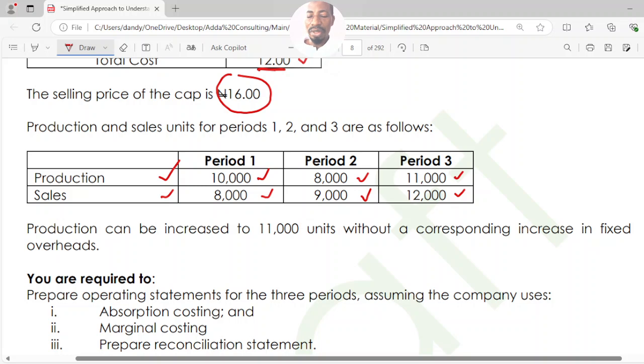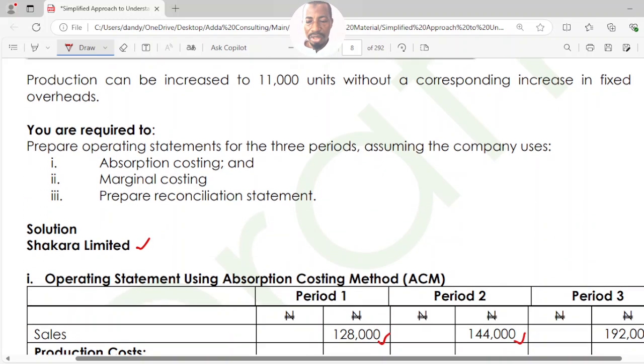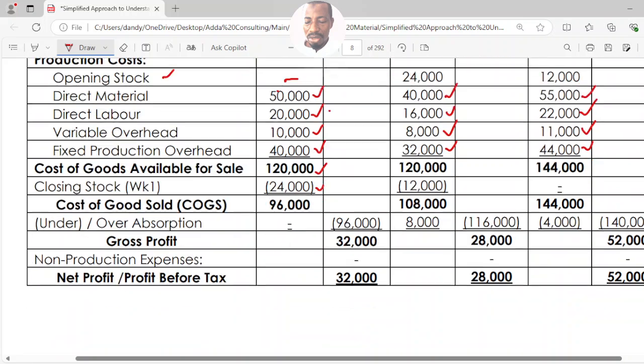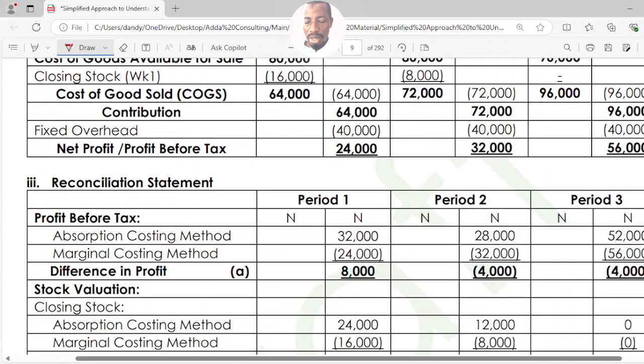Then in the second period, 10,000 minus 8,000, that is positive. If it is positive, it is over absorption, then you add to cost of goods sold. In the third period, 10,000 minus 11,000 will give me minus 1,000. Because it is negative, that will be under absorption, and I will less it. All of this, you need to know it. All right then, so let's go and do workings for absorption.